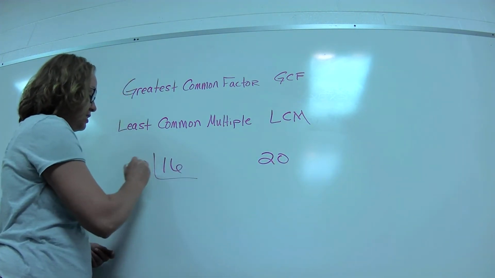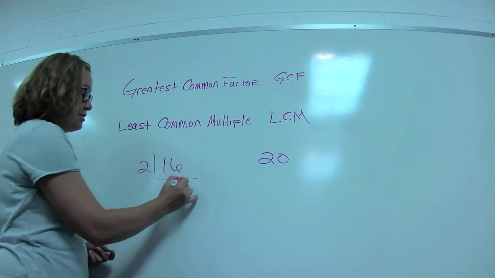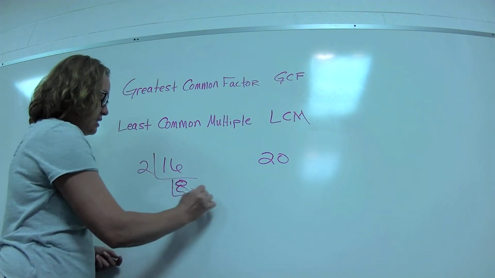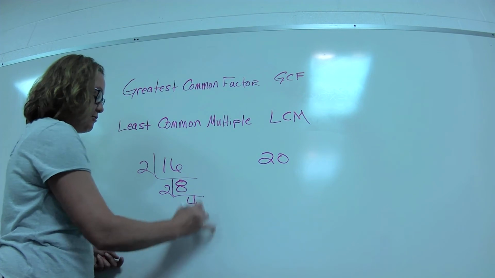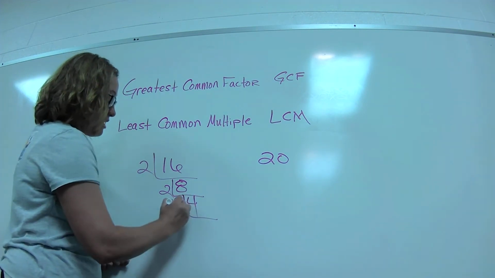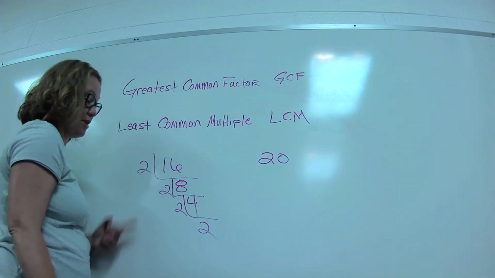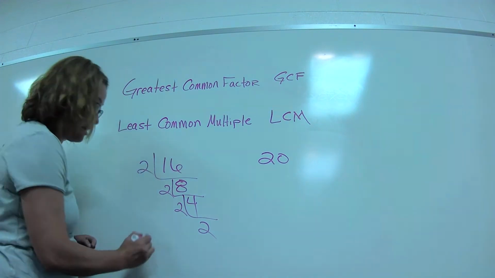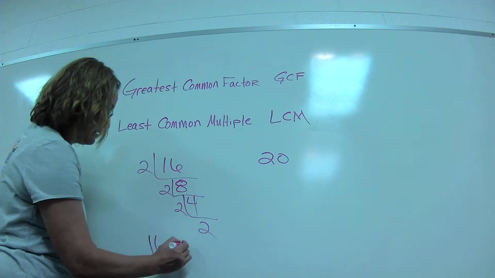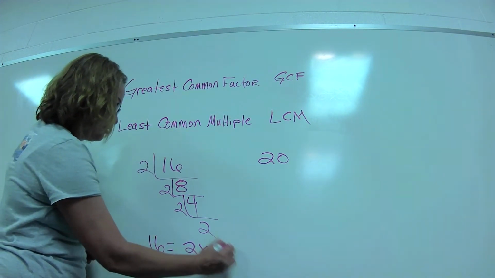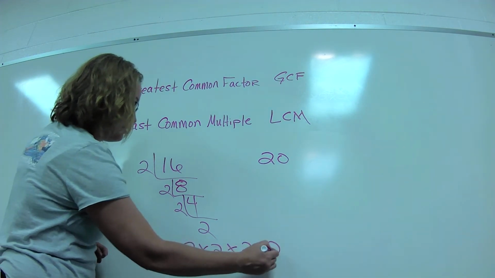16 divided by 2 gives me 8. 8 divided by 2 gives me 4. 4 divided by 2 will give me 2. I've now divided it all out by primes, so I'm going to write 16 is 2 times 2 times 2 times 2.